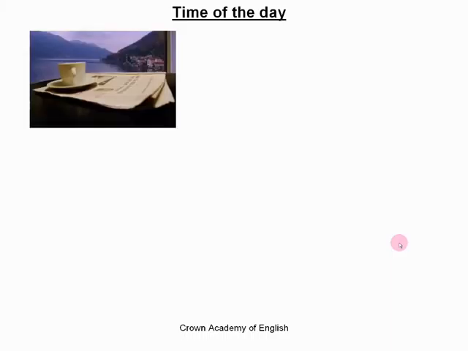Time of the day. So sometimes if we say the time, for example, it is 7 o'clock, sometimes it is not clear if we are talking about 7 o'clock in the morning or the evening. So sometimes we say it to make it clear. So we say 7 o'clock in the morning.